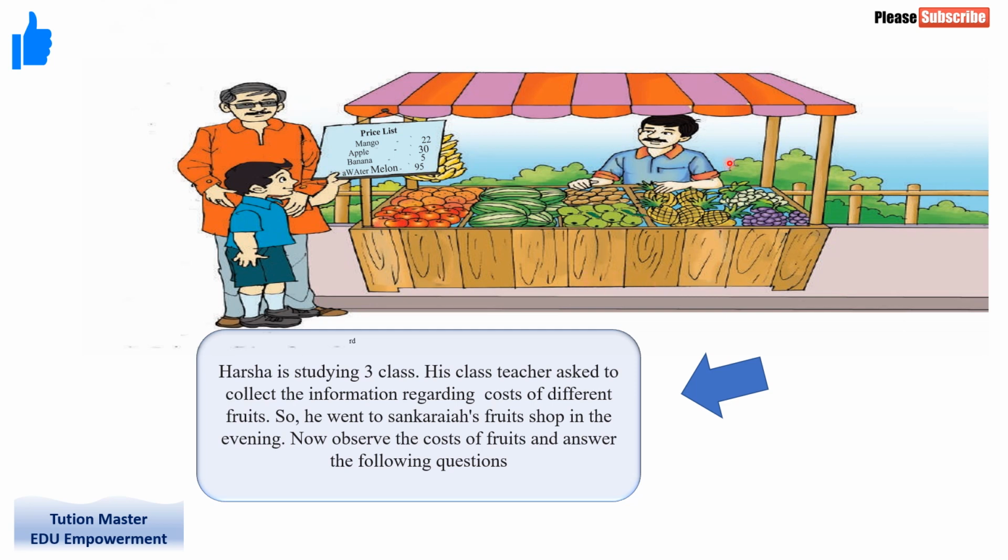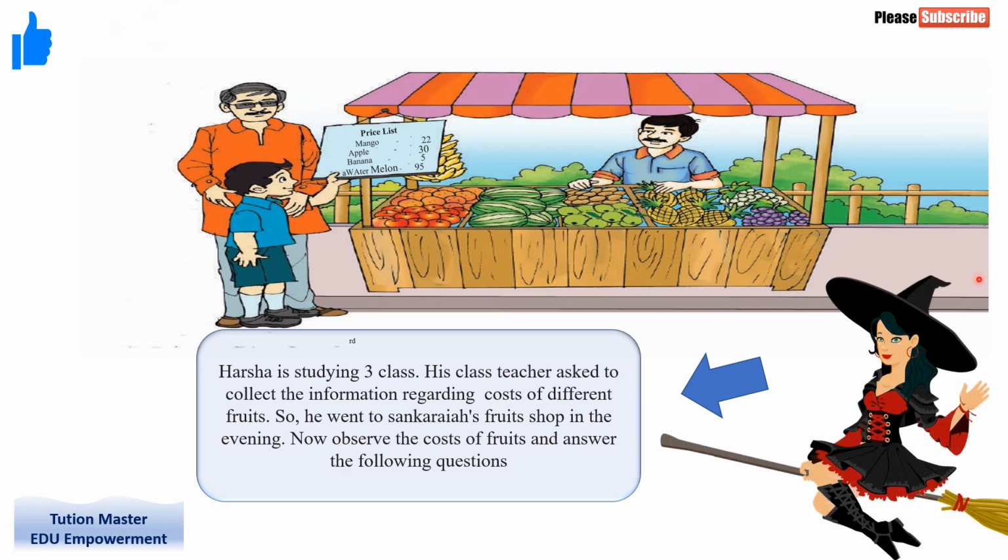So he went to Shankaraya. His name is Shankaraya, a fruit shop guy, in the evening. Now he is observing the cost of the fruits. You can see the price list over here that Shankaraya has kept. So just observe this one. This guy, his name is Harsha and the shopkeeper's name is Shankaraya, and the teacher asked him to identify the cost of the fruits and he is seeing the price list. Okay, so now he has observed the price list.